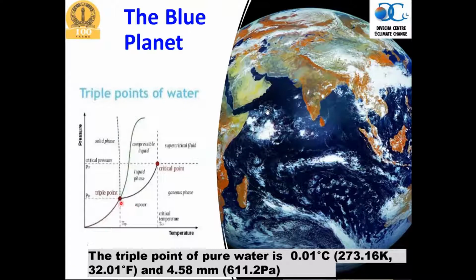But if you really look into this issue, the triple point of pure water is 0.01 degree Celsius at a particular pressure, but it is atmospheric pressure. So you can see here, this is the triple point of water. What it means is that water can exist at this temperature and pressure in a liquid form, in vapor form, as well as in solid form.